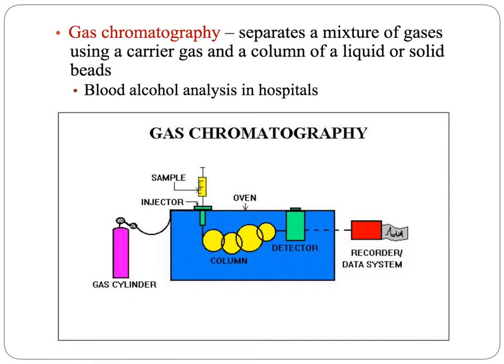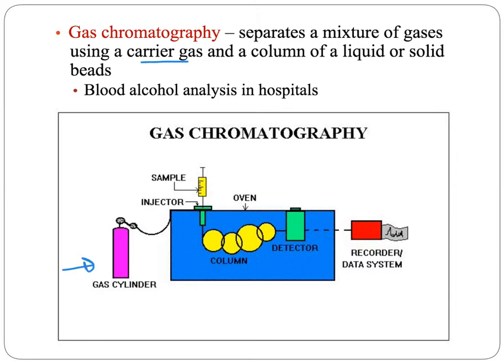And finally, gas chromatography separates a mixture of gases and again uses a carrier gas, this is like the solvent, and a column of liquid or solid beads, something that will slow down the process. This technique is used to analyze blood alcohol levels in hospitals, and we see that is a very elaborate setup, certainly not something we can do in class.